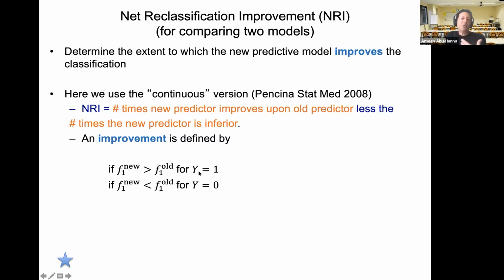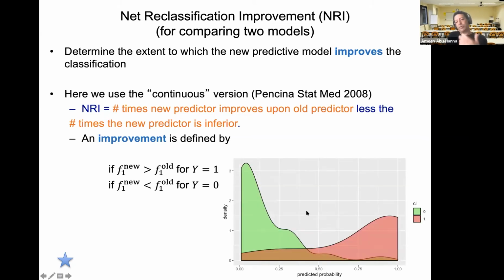And then for those who died, what you hope is that the new model with the biomarker, for example, is giving higher prediction than the old model because the patient died. So you hope actually the prediction would be 1. And for those who lived, you hope that your new model with the biomarker will have even lower probability for dying for those who lived.